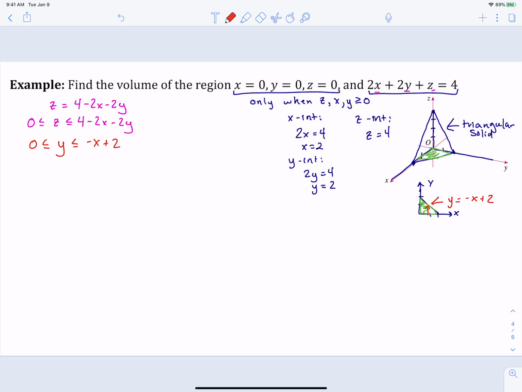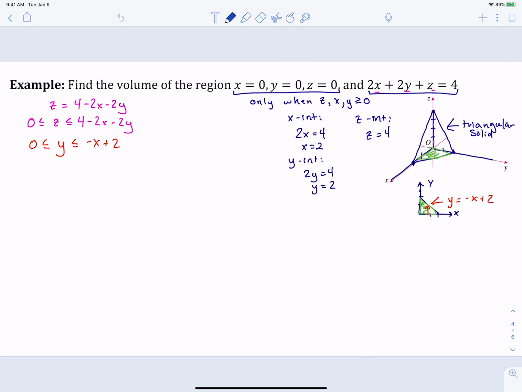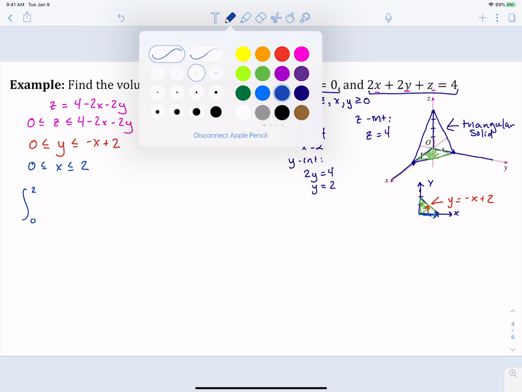That's fine too. And then our limits of integration for x, this is where we're now finally on an axis, and that's going to go from 0 to 2. So our triple integral is going to be the integral from 0 to 2, the integral from 0 to negative x plus 2, and the integral from 0 to 4 minus 2x minus 2y.